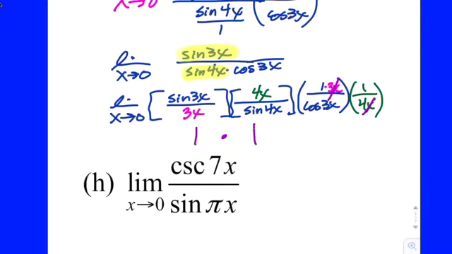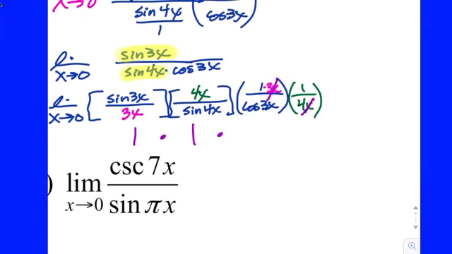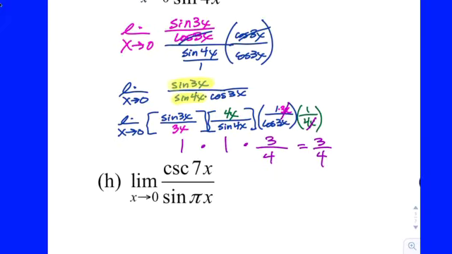The second bracket, also 1, right? And now everything else on the outside, we just use direct substitution. That's going to be in the top a 3, and in the bottom, when I plug in a 0 for cosine of 3x, I get 1 times 4. So the answer ends up being 3/4. All right, so it's possible to do that, but it took a few steps.